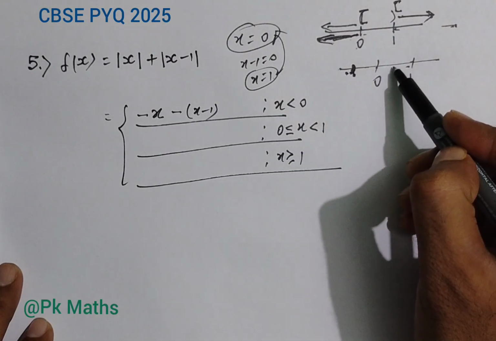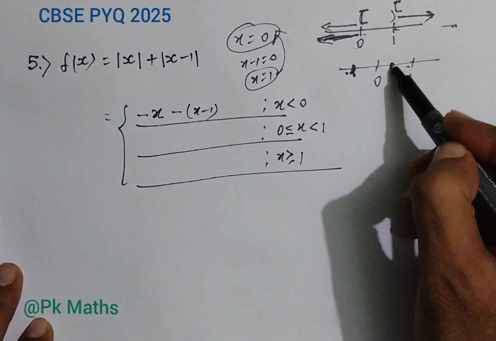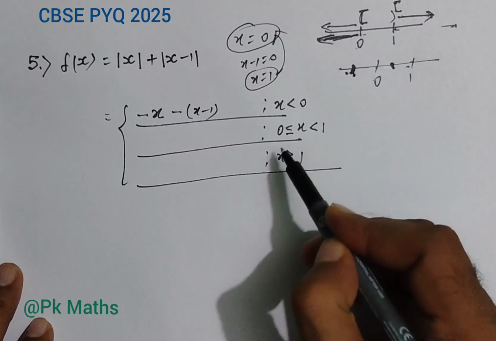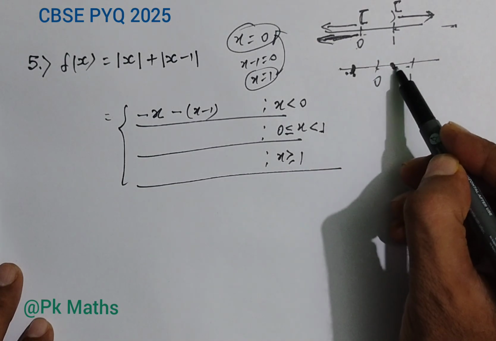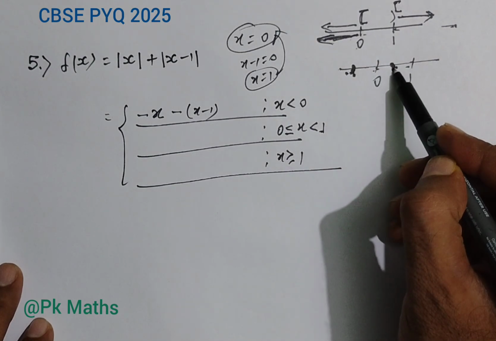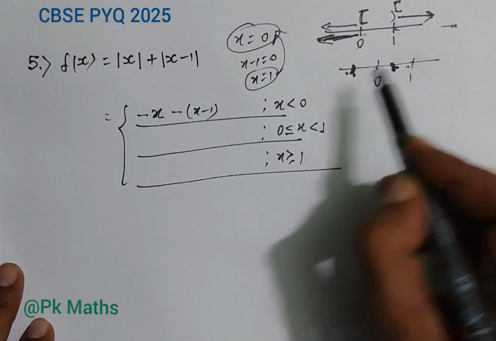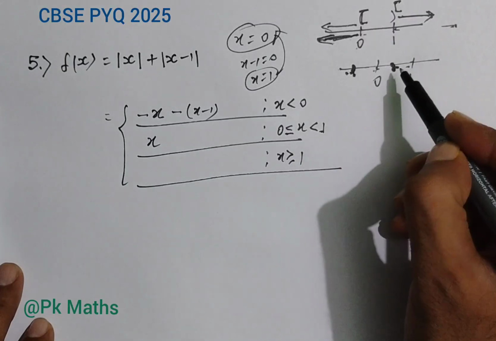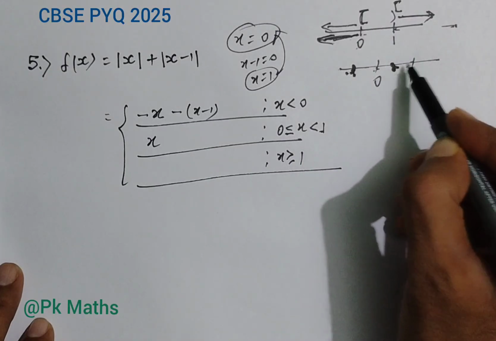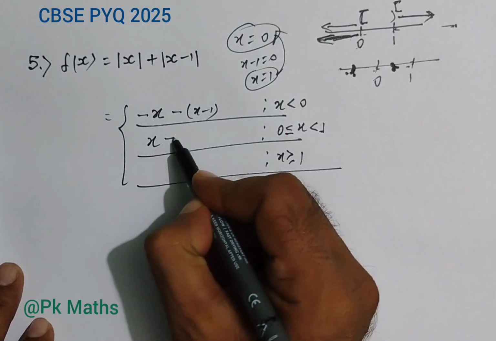Consider any input or any point for reference in this interval. Suppose we have 1 point here from 0 to 1. So this point is right of 0. Where is this point? It is to the right of 0. So if this point is right of 0, then this modulus is positive in this interval. But this point is left of 1. This point is to the left of 1. So this modulus is what? Negative.